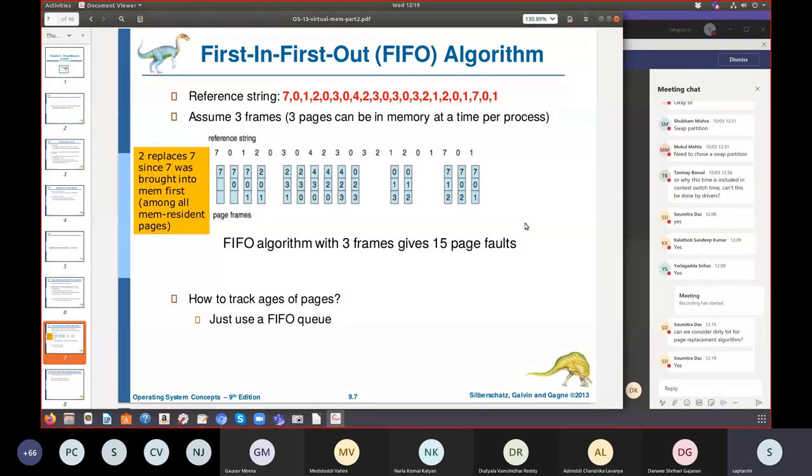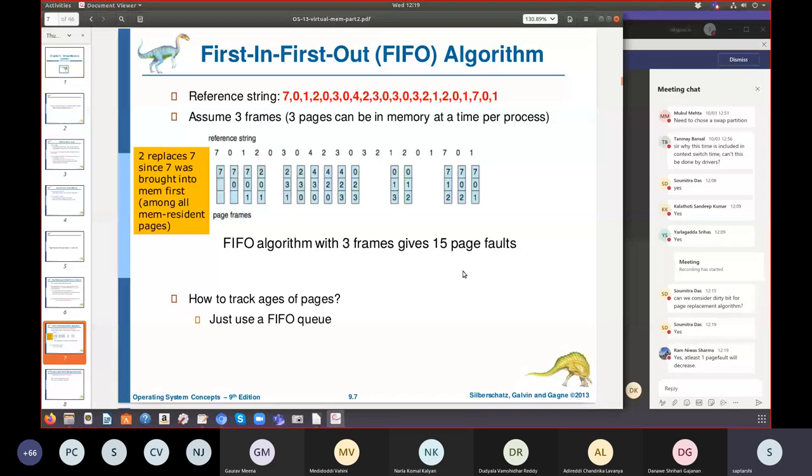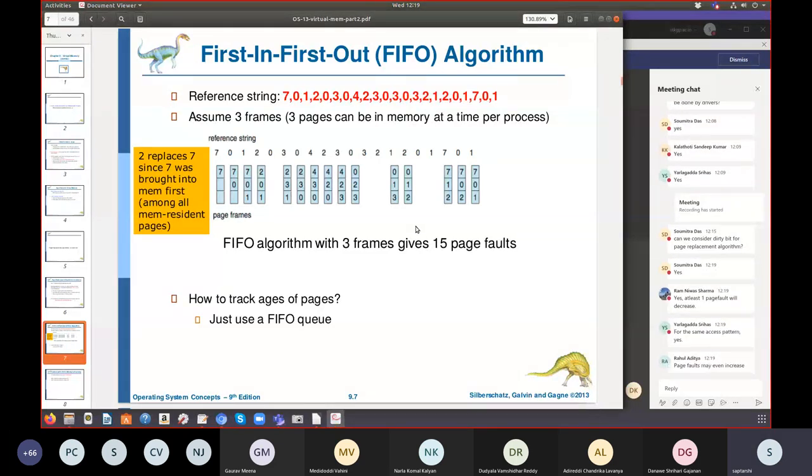Okay, Soumitra and Ramnivas say yes. But Rahul says page faults may even increase. Why, Rahul? Why are you differing from the others? Can you unmute yourself and say?